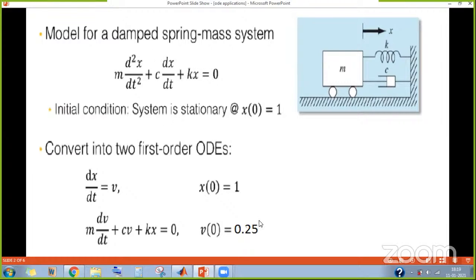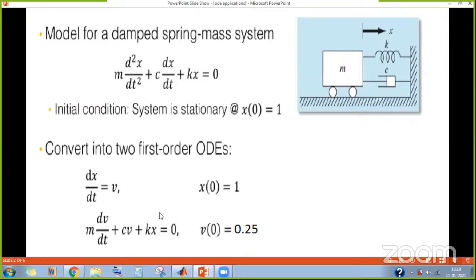So in our problem, we'll be looking at the initial velocity as 0.25. If we put dx/dt equals v here, then it will be something like this: m dv/dt, because d2x/dt2 will be dv/dt, plus cv plus kx equals 0. So this is our second first order equation.